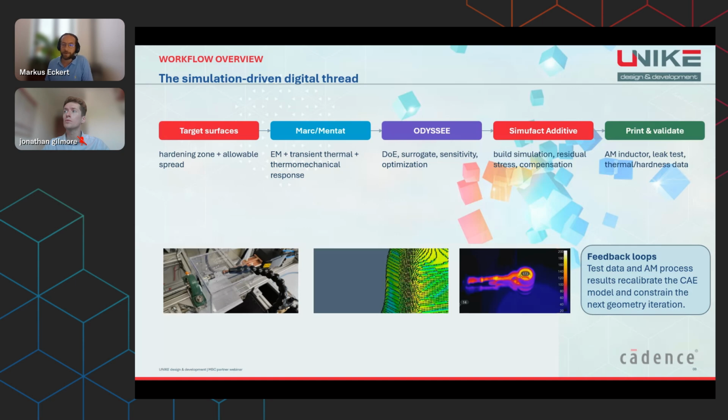Therefore, the geometry is transferred into the additive manufacturing process in CMOFACT additive. Build orientation, support structures, residual stresses, distortion, and the compensation are evaluated. At the end of the chain, we have a printed coil, leak testing, thermal measurements, hardening patterns, and metallographic sections. The feedback is essential. Measurement data and additive manufacturing process results are not filed away. They flow back into material data, boundary conditions, and optimization limits.